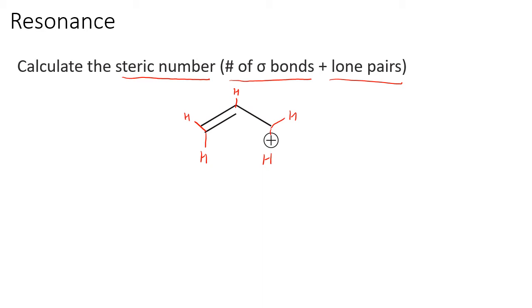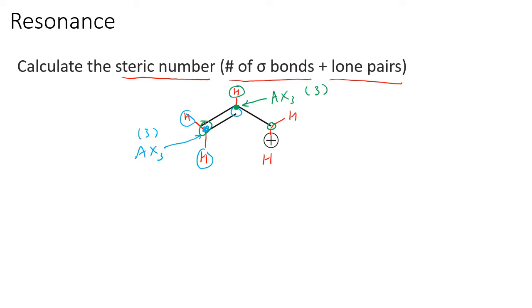So notice on our first carbon right here, that carbon is bonded to 3 other things. It's bonded to hydrogen, hydrogen, and then this carbon here. So we would say that that carbon is AX3, meaning the steric number is 3. If we look at our next carbon right here, that carbon is bonded to hydrogen, carbon, and carbon. So this one right here is also AX3. Steric number would be 3.